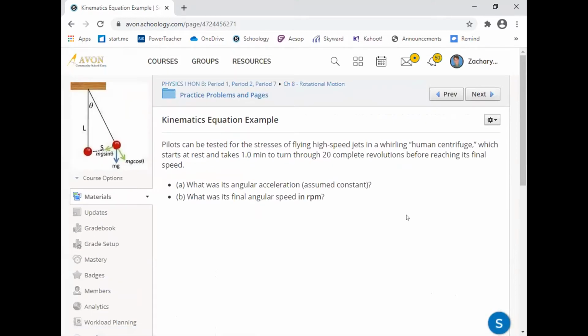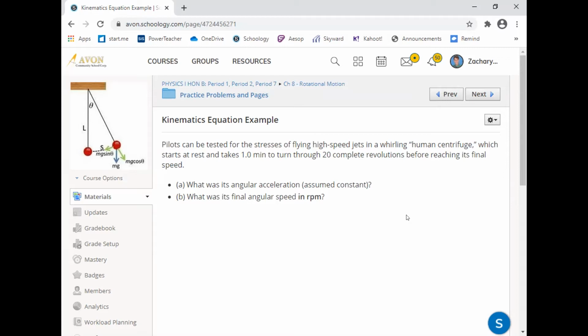All right, so we talked about, remember when we did putting water in a bucket? Back when we were doing circular motion, we talked about how the water could stay in a bucket because of the inertia, right? So pilots can be tested for G-forces, essentially using this centrifuge method, where they put you into an object and they accelerate you. And so we're going to say that we've got this whirling human centrifuge that starts at rest and takes 1 minute to turn through 20 complete revolutions before reaching its final speed.